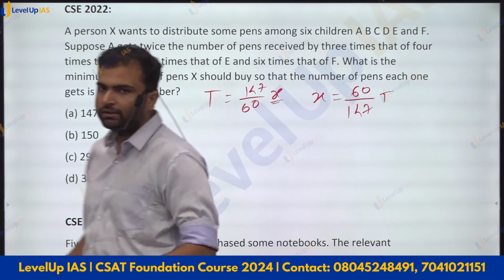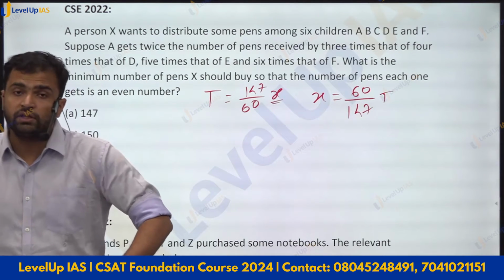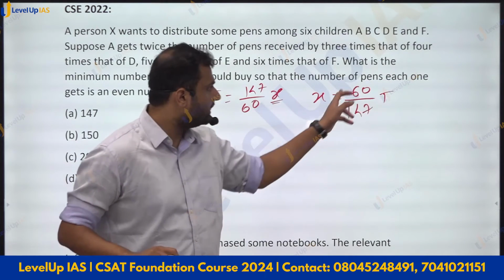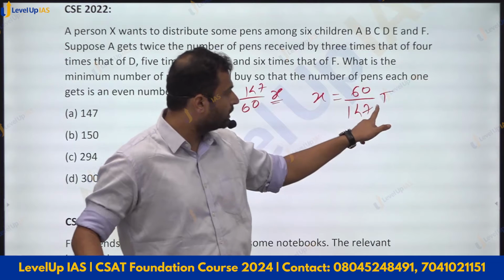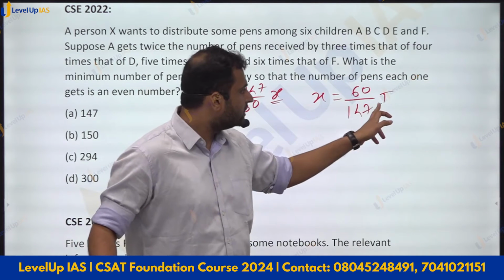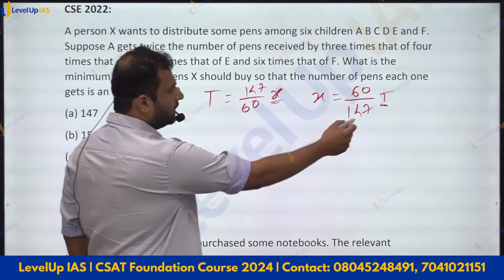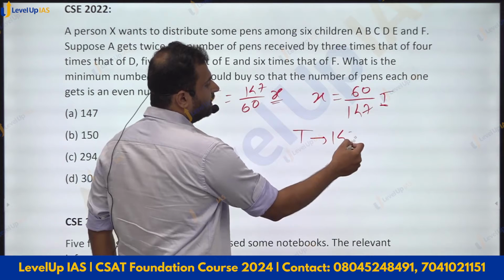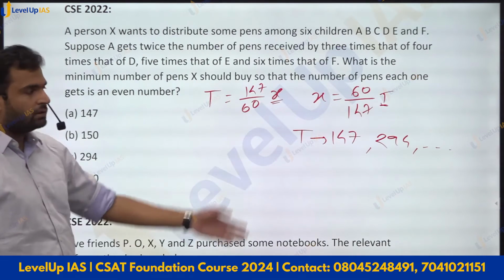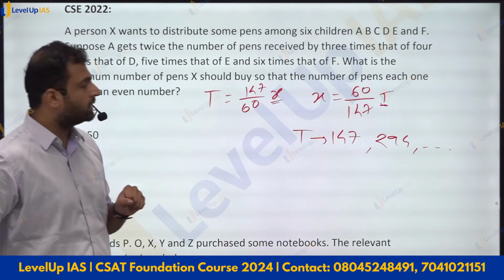Now the number of pens A gets is X. So X has to be an integer, right? We cannot have half a pen or 1/4 of a pen. So this particular thing has to be an integer. So T, the total number of pens, has to be divisible by 147. Otherwise we cannot get an integer. So T has to be a multiple of 147. I hope you are following. So T has to be something like 147, 294 or some other multiple. And the options also have 147, 294, so we are going in the correct direction. Fine.